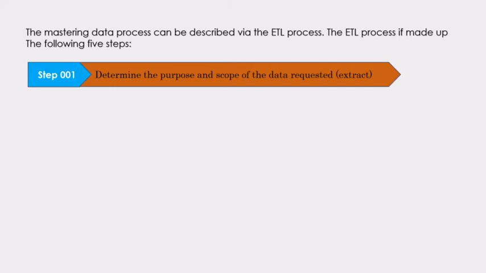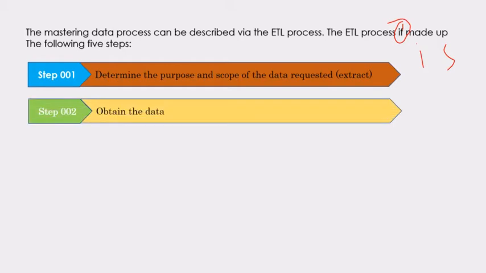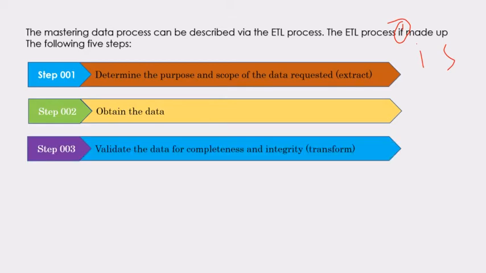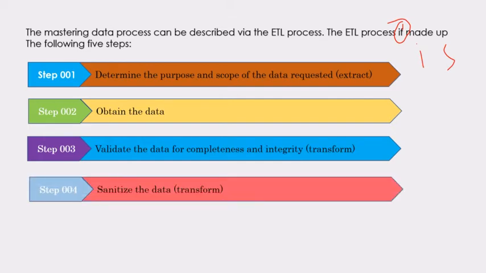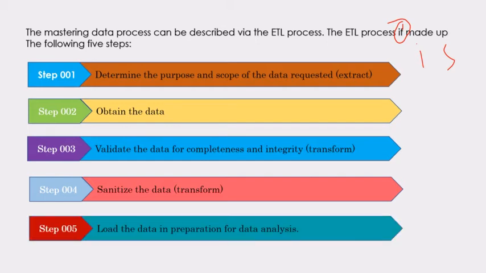The ETL process is made up of 5 steps. Step one: determine the purpose and scope of the data requested, meaning extract. The second is obtain the data. The third, after obtaining the data, is to validate the data for completeness and integrity. The fourth is to sanitize the data, meaning transform the data. And the fifth is to load the data in preparation for data analysis. This is the 5 steps.